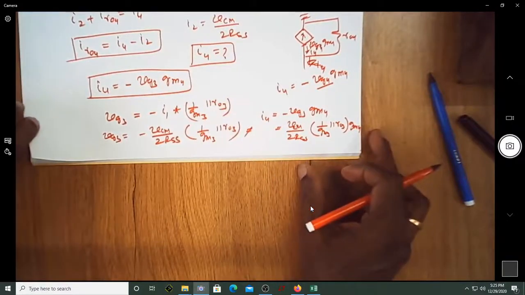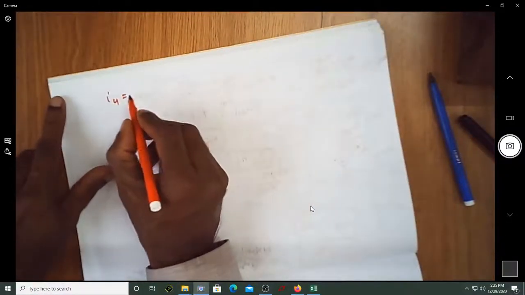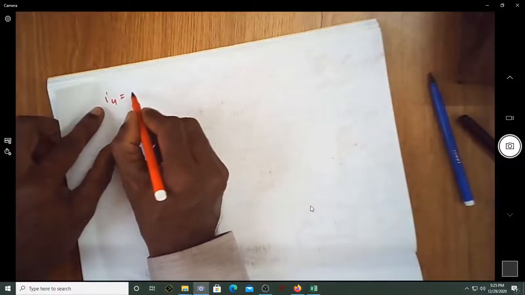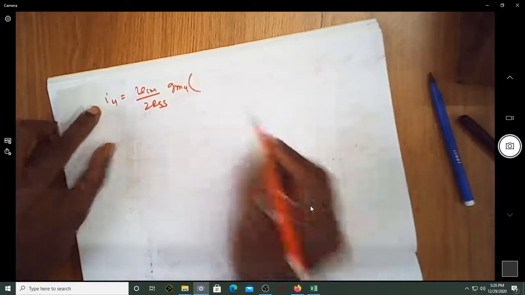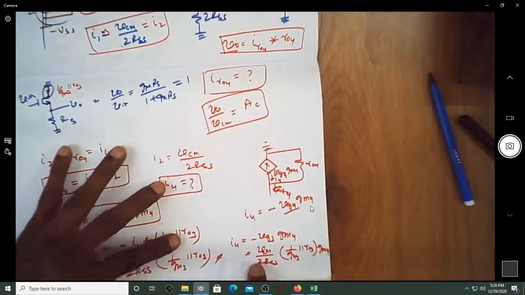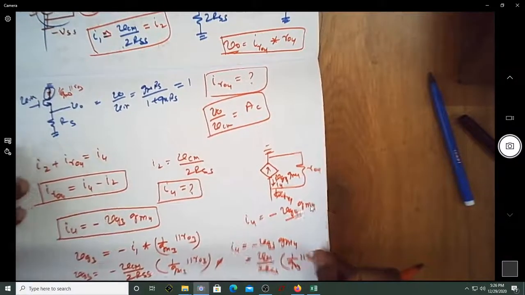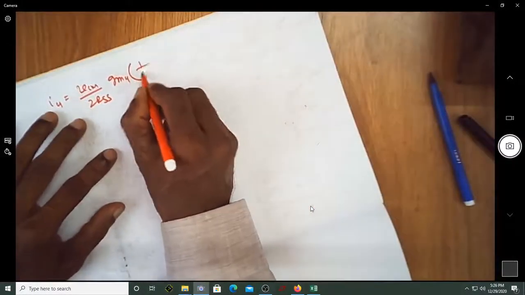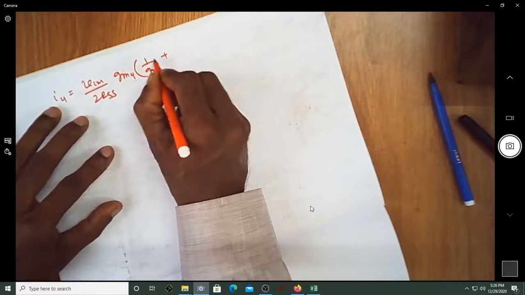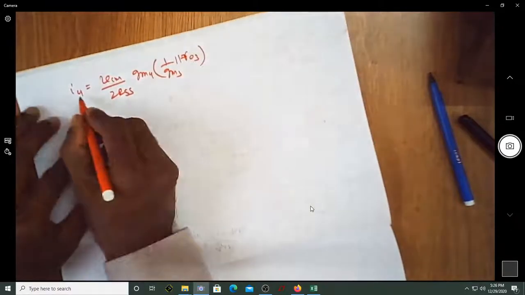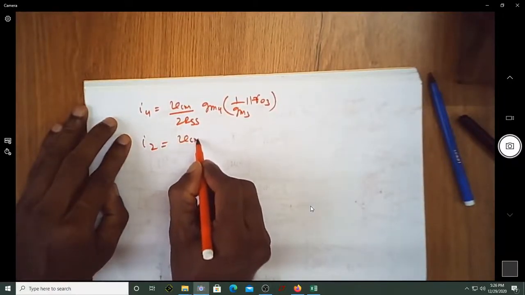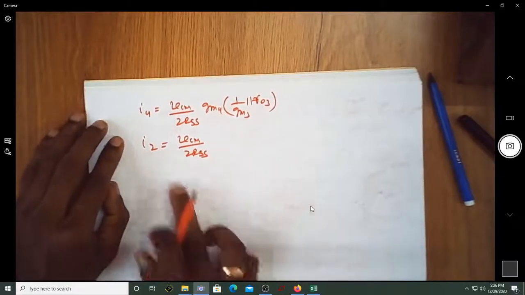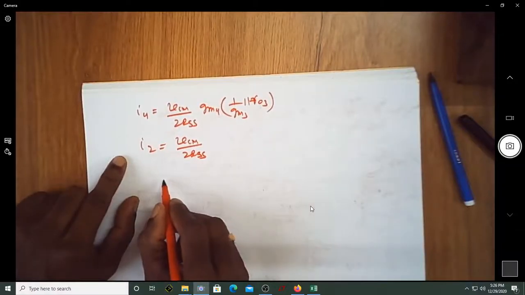So I4 can now be written as VCM divided by 2 RSS into GM4 multiplied by 1 over GM3 in parallel with R03. This is what I4 is. What is I2? I2 we know is already equal to VCM by 2 RSS.